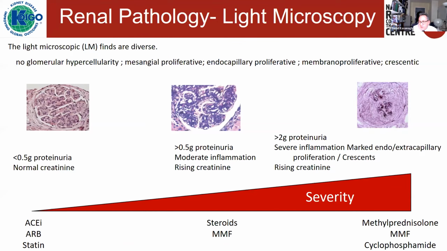Findings in light microscopy are fairly diverse. You can go from no hypercellularity to really a crescentic type picture. And as Carla will describe later, some of these pathological findings will guide what we do when it comes to treating the disease.